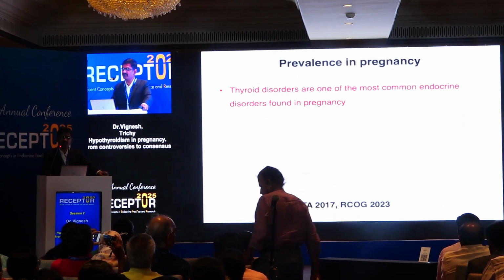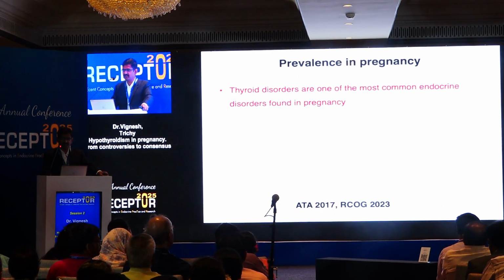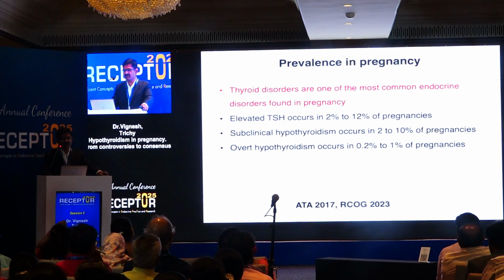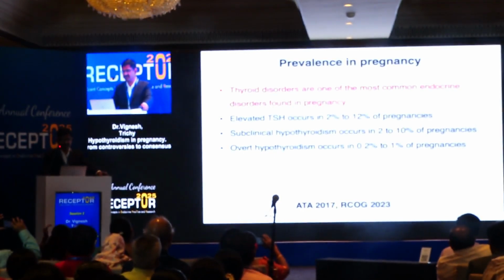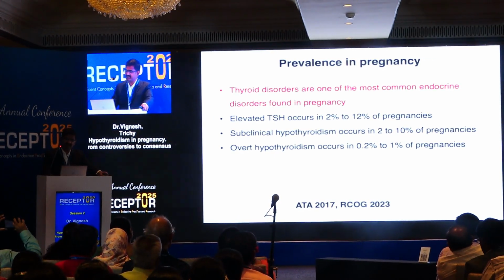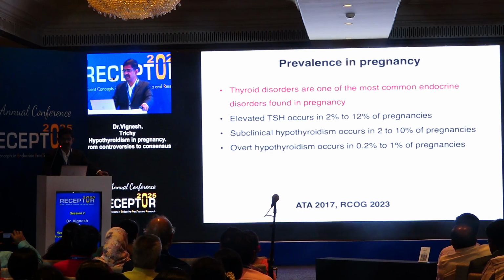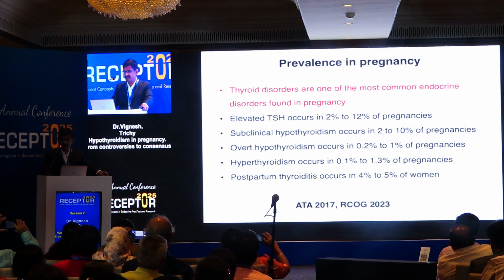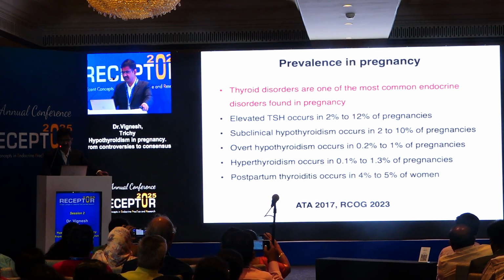So how common is hypothyroidism? We all know gestational diabetes is the most common medical problem in pregnancy, followed by thyroid disorder as the second most common disorder we encounter in pregnancies. Elevated TSH, which can be subclinical or overt hypothyroidism, is very common, up to 10% in various studies, of which subclinical hypothyroidism is very common, nearly 10%. Overt hypothyroidism is quite less common, that is 1%. Hyperthyroidism is again less common. And postpartum thyroiditis is again a relatively common condition.